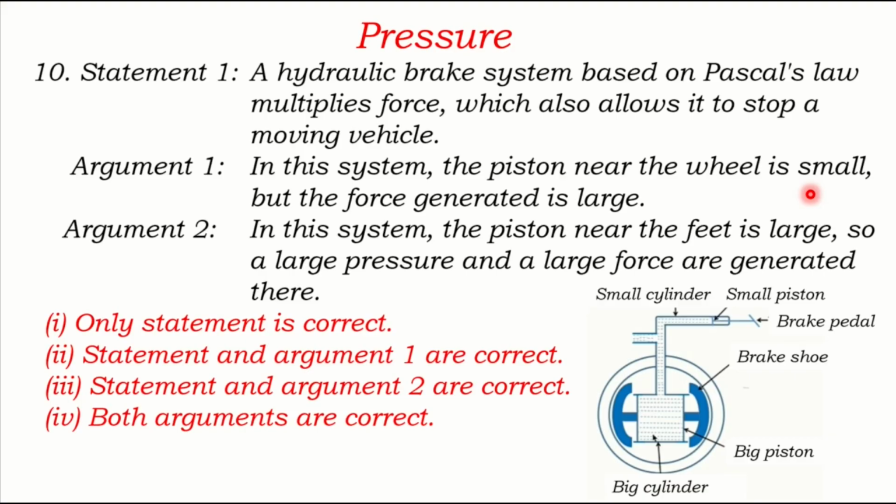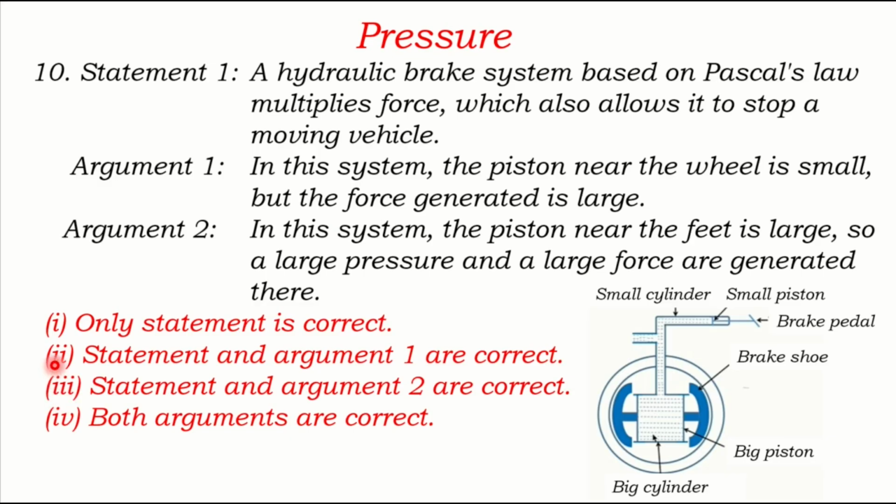In this system, the piston near the wheel is small, but the force generated is large. Piston near the wheel is small? Here near the wheel, this piston is the big piston, not the small. That's why argument 1 is incorrect. Now what about argument 2? Here statement and argument 2 are correct is written. Now in this system, the piston near the feet is large. Piston near the feet means it is near to the brake pedal. Here it is the small piston, but here it is written large. So this option is also incorrect. I mean to say argument 2 is incorrect.